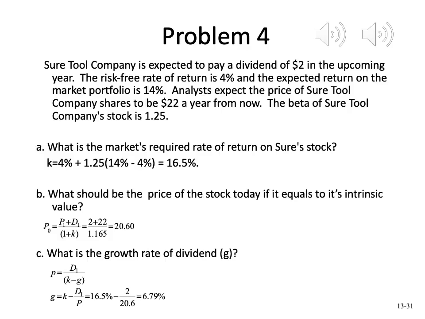The next question asks you what is the growth rate. We are going to use the dividend discount model. P, which is $20.60, is given. D1, $2. K, 16.5%. We know all the numbers, and then we can back out the G, which is 6.79%.